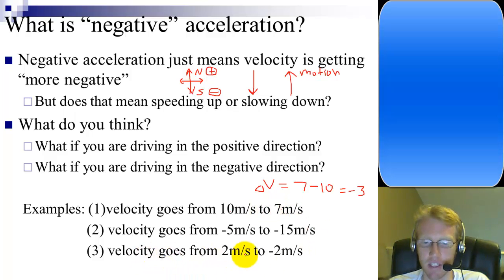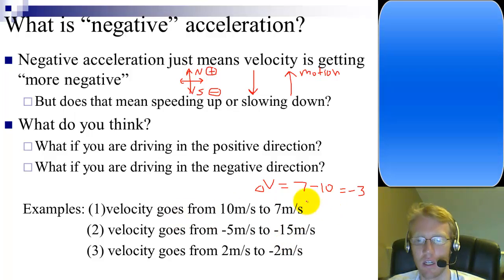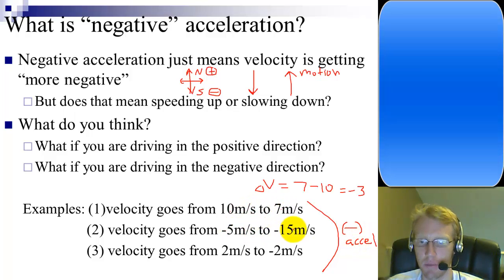And then how about here? Your velocity goes from 2 to negative 2. Here, your velocity goes from positive 2 to negative 2, so you're getting more negative. So all three of these are negative acceleration. In this one, you're slowing down. In this one, you're speeding up.